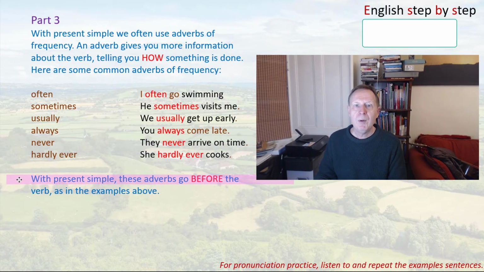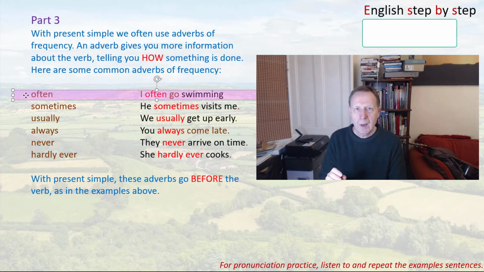With present simple, these adverbs go before the verb, as in these examples above. Because in present simple, we only have one part to the verb. So normally in English, if a verb only has one part with no helping verbs, no extra verbs, in other words, no auxiliary verbs, then the adverb goes before the verb in English.